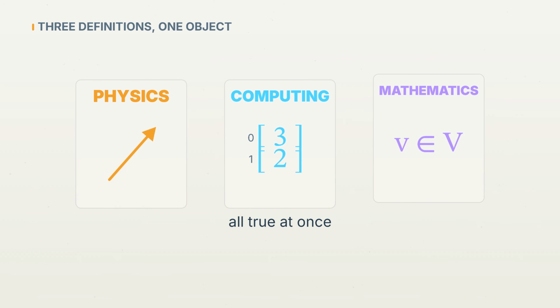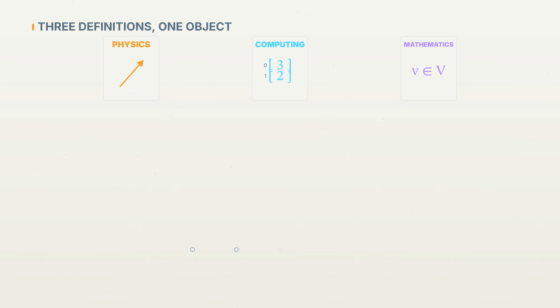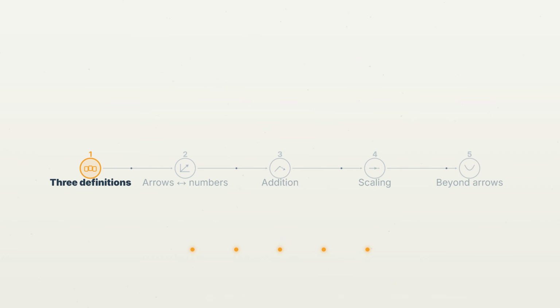Here's how. We'll build the answer in 5 steps. Arrows first, then numbers, then the 2 moves that define everything, then the payoff. Stay with me. Step 1 is done. You've met the 3 rivals. Now step 2, we put an arrow on a graph and watch it turn into numbers.